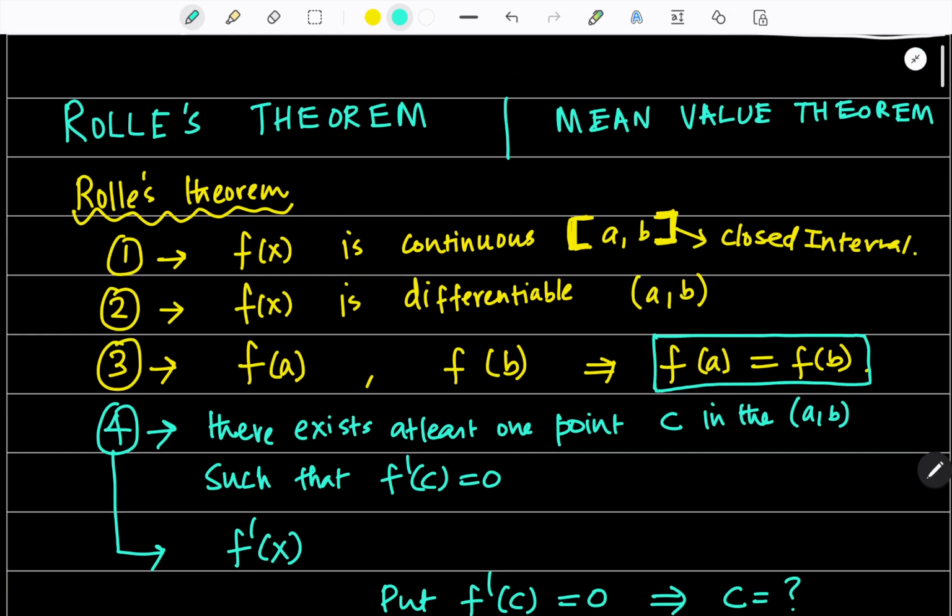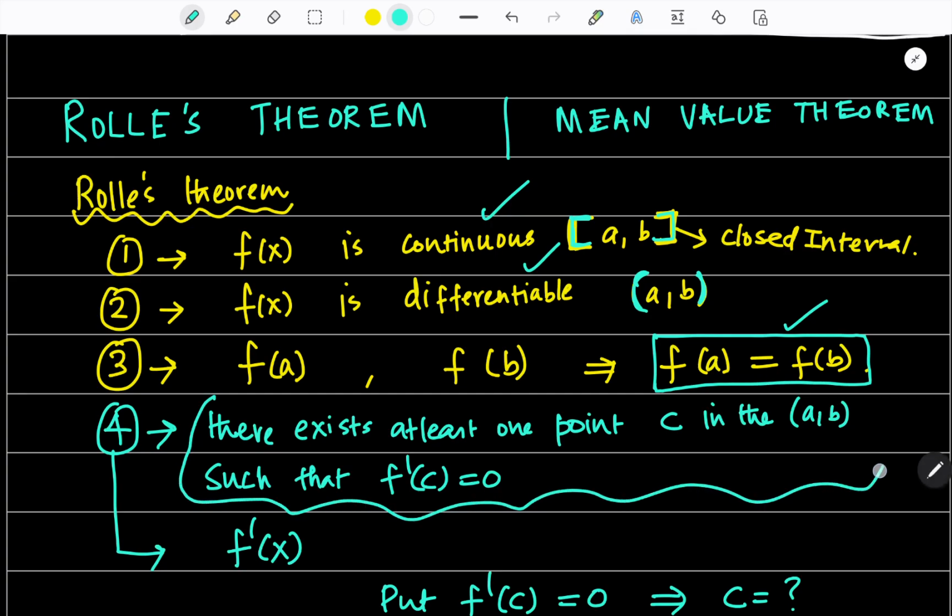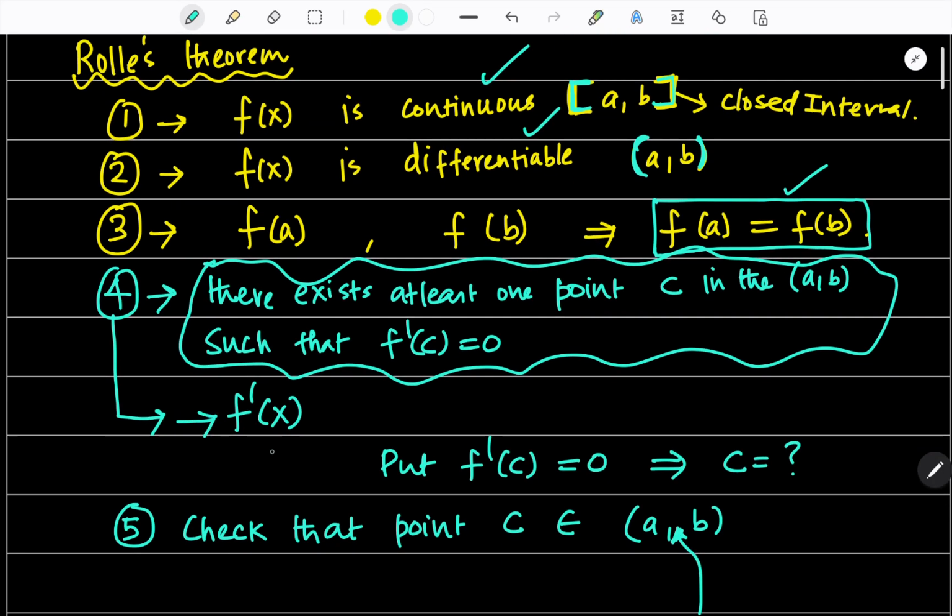Let me tell you again. The first statement is f of x is continuous. Second is f of x is differentiable. Look here, this is closed interval and this is open interval. Check the condition f of a is equal to f of b. If all these three conditions are satisfied, then by Rolle's theorem, there exists at least one point c in the open interval a comma b such that f dash of c is equal to 0. If you find this difficult, no need to memorize this English. You just calculate f dash of x, put f dash of c equal to 0, and find c.